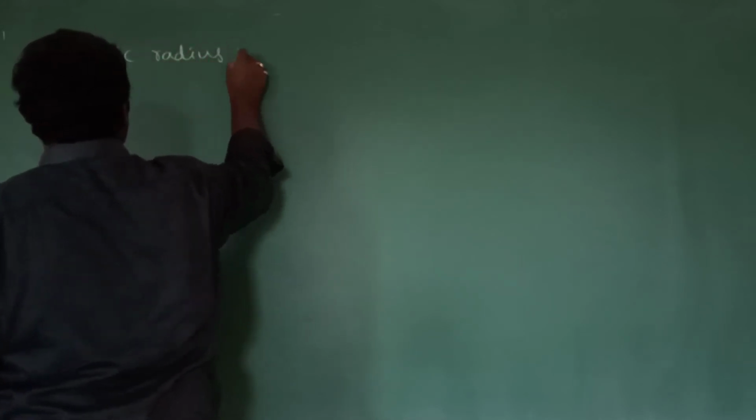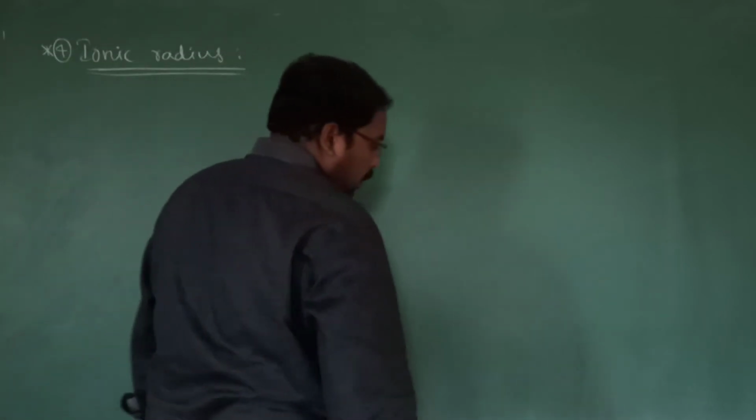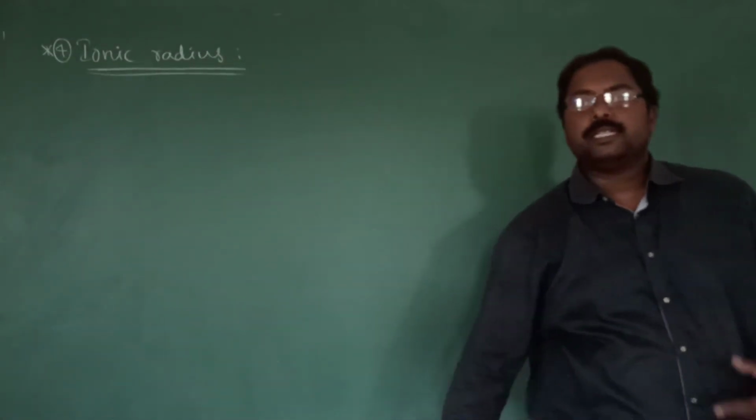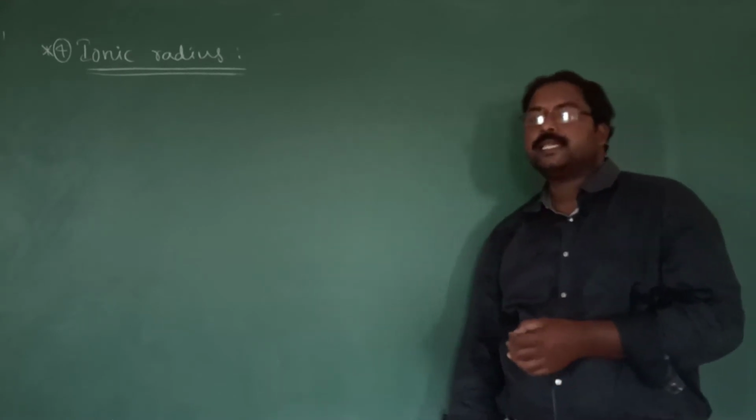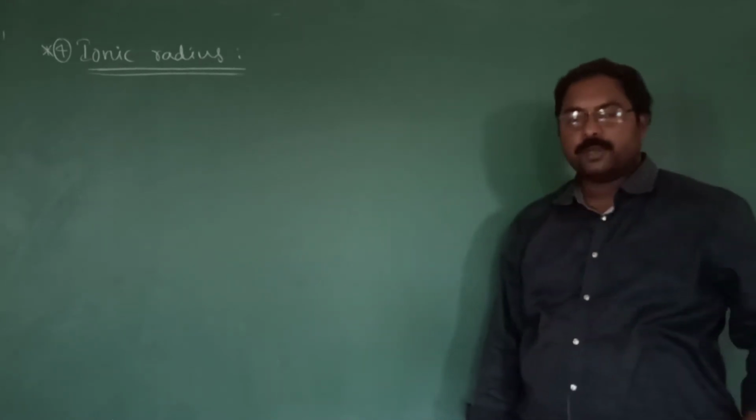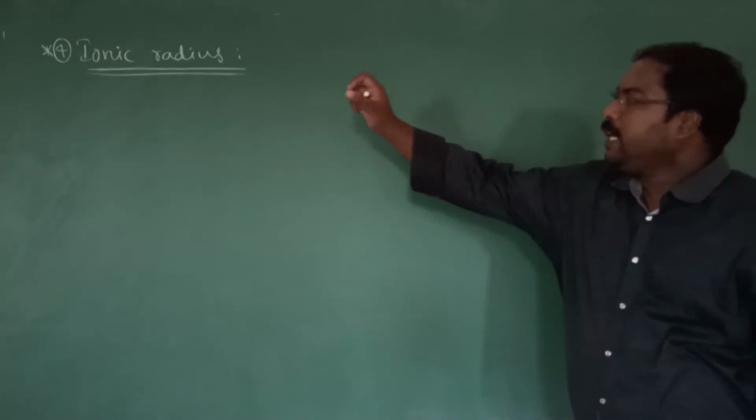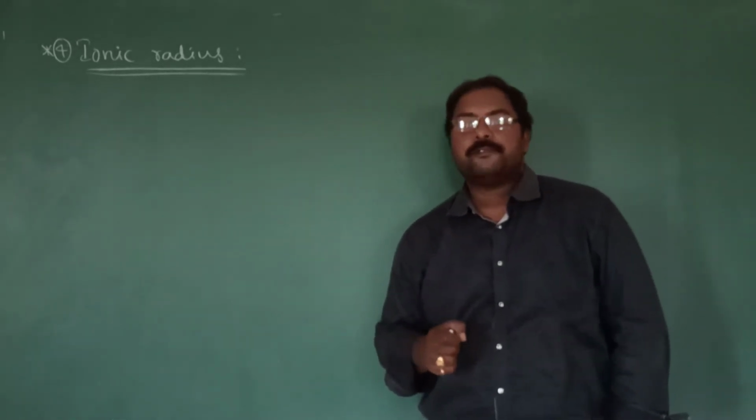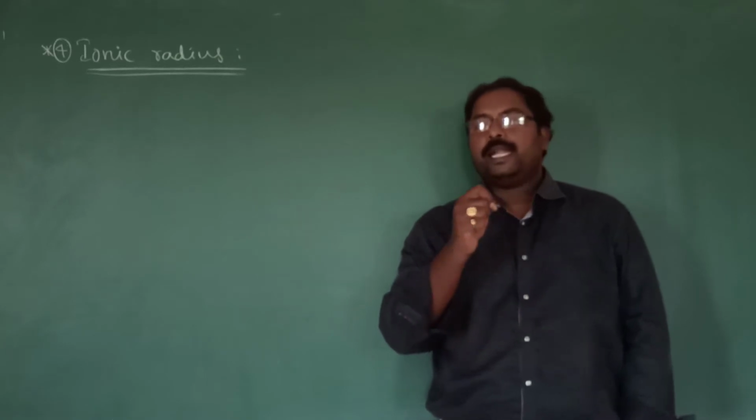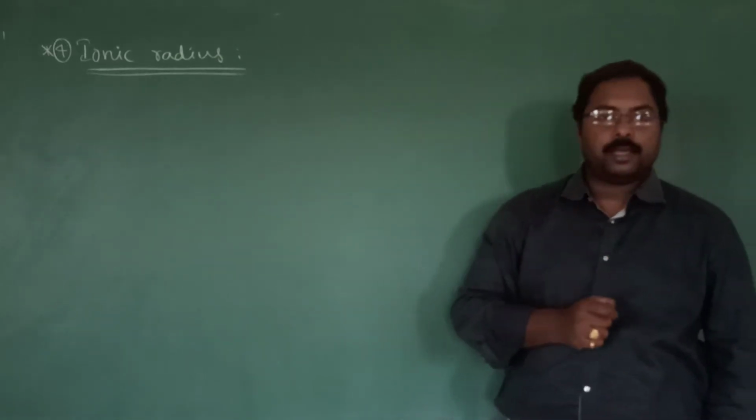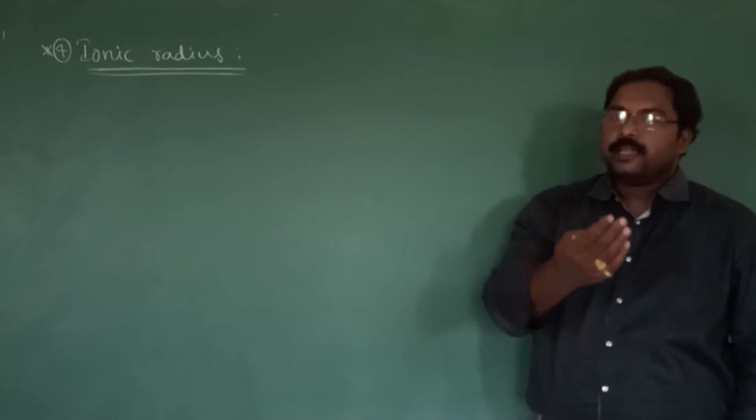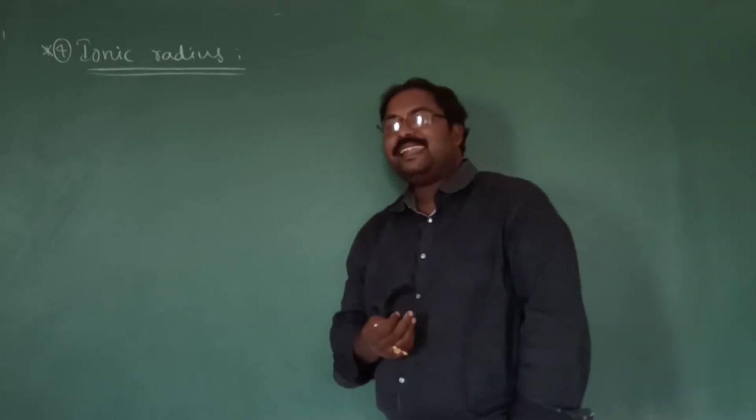Now, coming to the next one, ionic radius. Simply, from the heading, it is clear. We are going to measure the radius in the case of ionically bonded ones. Okay? So, before going to discuss ionic radius, first we should have clarity about what is meant by ionic bond. Simply, in the lower classes, I know every one of you learned about the ionic bond.